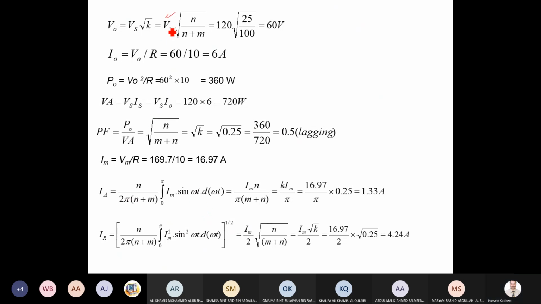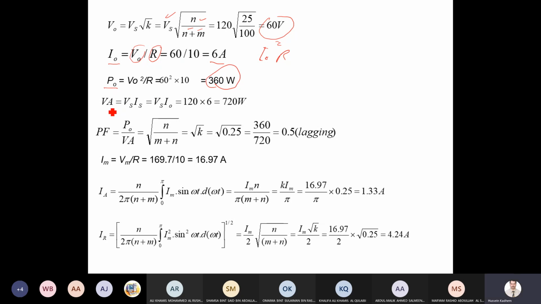VS is given, n over n plus m is given, so I got the voltage. Output voltage is 60. If I divide it by the resistance, it gives me the current, 6 amps. Output power is V out square over R, or I output square R. Both will give me 360.